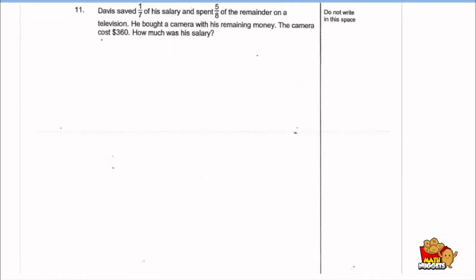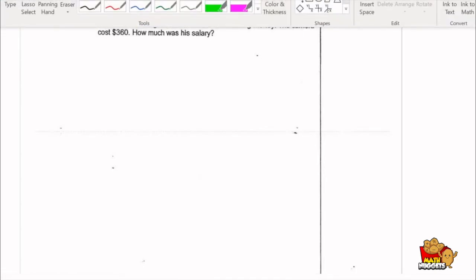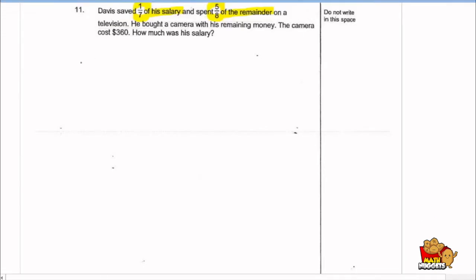Question 11. First thing we need to check for a ratios question is if the fractions are referring to the same whole. This one says 1/7 of his salary. This says 5/8 of the remainder. So one is the salary, one is the remainder. The remainder is of a smaller whole. So since the two fractions are not referring to the same whole, we cannot change to the same denominator. So let me do it the fractions way.